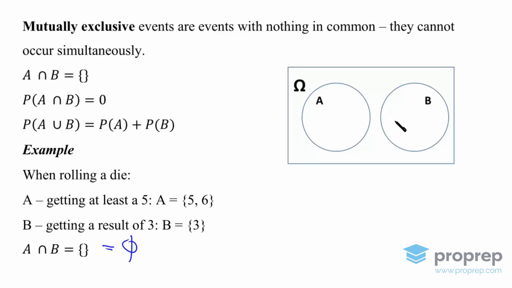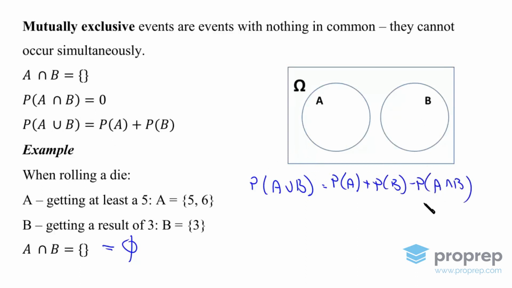Now, what about the probability of the union? Well, we know that the probability of A union B equals the probability of A plus the probability of B minus the probability of A intersect B. Well, we know now that there's no intersect between A and B, so that probability will be equal to 0. So that means that it equals the probability of A plus the probability of B only. That's the probability of the union. This is exactly what's written right here.